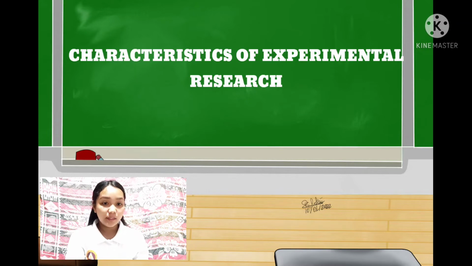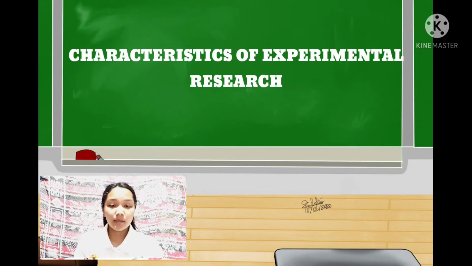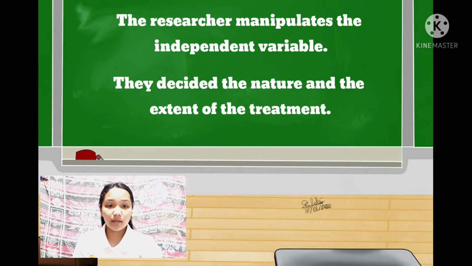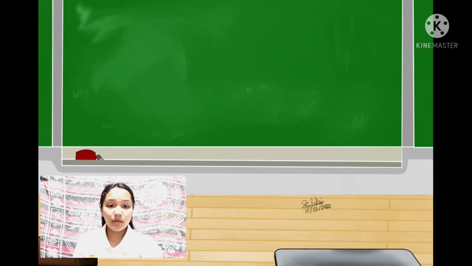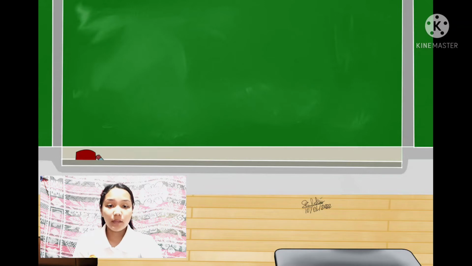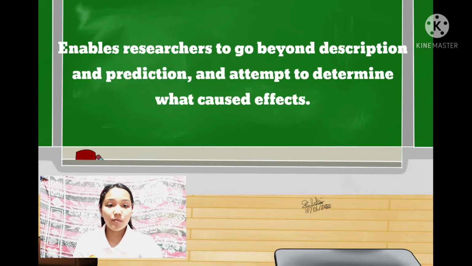Here are the characteristics of experimental research. First, the researcher manipulates the independent variable. Second, they decide the nature and the extent of the treatment. Third, after the treatment has been administered, researchers observe or measure the groups receiving the treatments to see if they differ. Last, experimental research enables researchers to go beyond description and prediction and attempts to determine what causes effects.